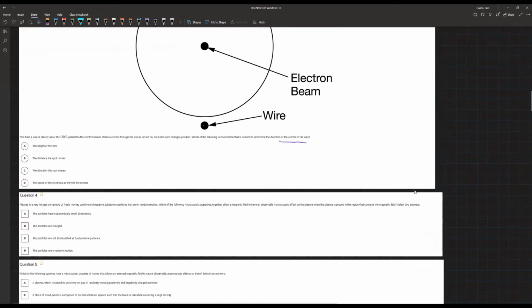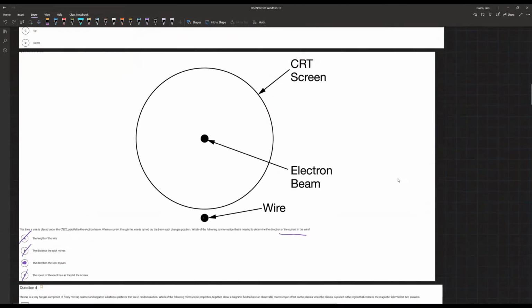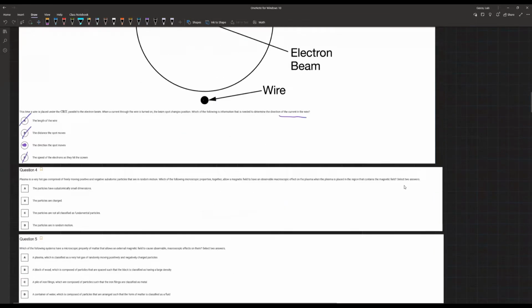And so if we look at this, which of these is needed to determine the current? Well, the length is not going to be needed because we're looking for directions. So chances are the distance that the spot moves can be used for calculations, but what we really need is the direction in which the spot moves. If we find out that the spot moves to the right, that tells us that the magnetic field was pointing up in this direction. If it points to the left, then that tells us that the beam was moving to the left, or created a magnetic field below it.